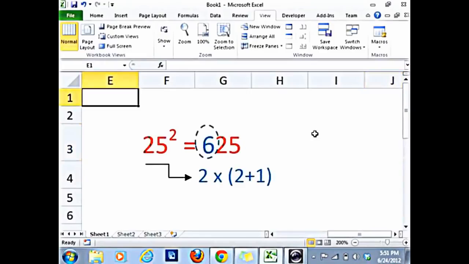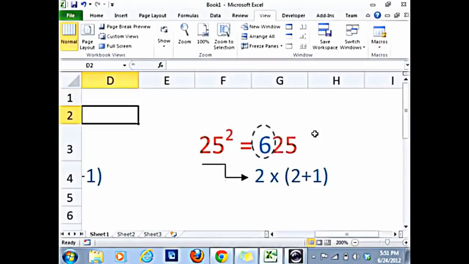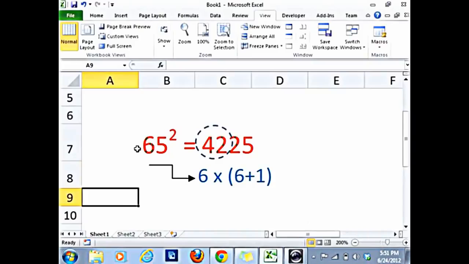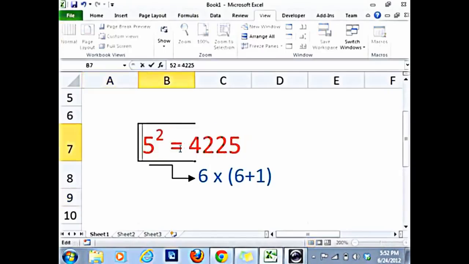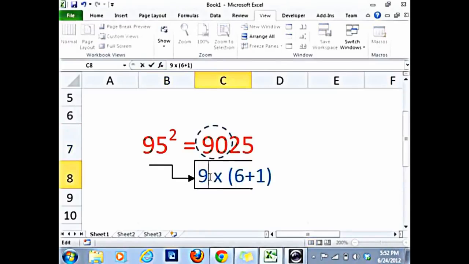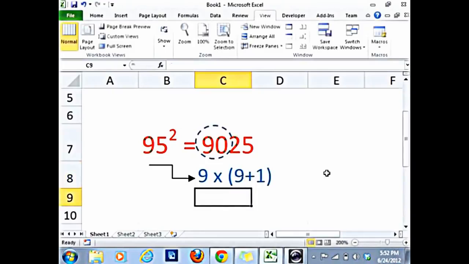If I have bigger numbers like 65, then I can use the same technique. So 65 square will be 6 multiplied by its increment, which is 7. So 6 times 7 is 42. So I'll say 4225. Similarly, if I have 95, then I can say 9, and here I have to put 9 into 10 is 90, so it will be 9025. So here it will be 9 into 9 plus 1.